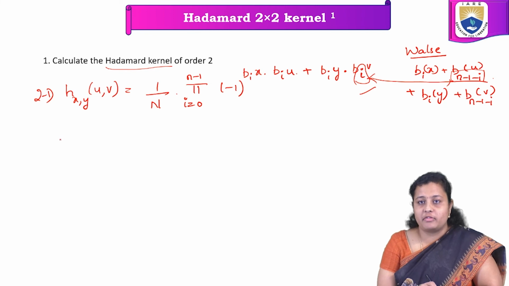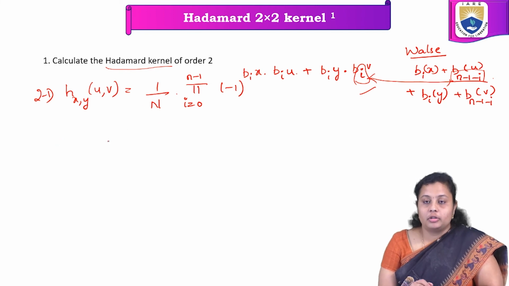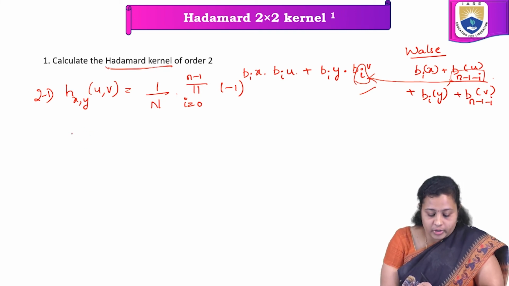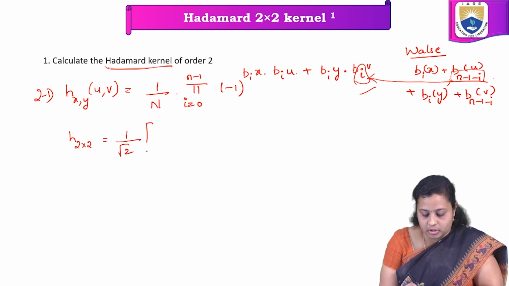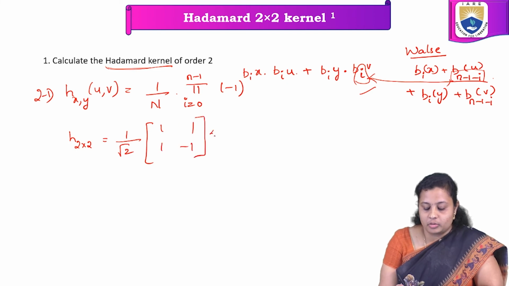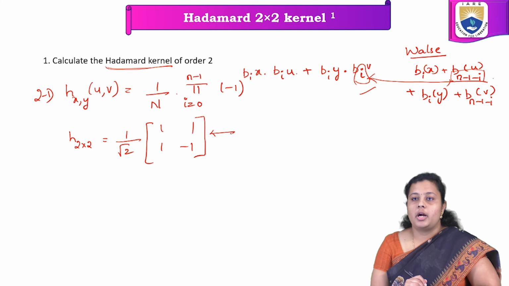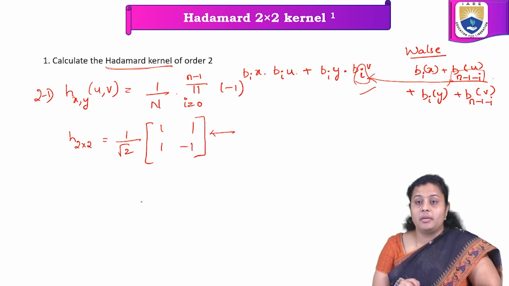Similarly, we have calculated the order 2 of Walsh Hadamard. We can calculate the same way in the Hadamard equation. So we get our Hadamard of order 2 cross 2 as 1 by square root of 2 into [1 1; 1 minus 1]. So this will be my Hadamard 2 cross 2 kernel matrix.